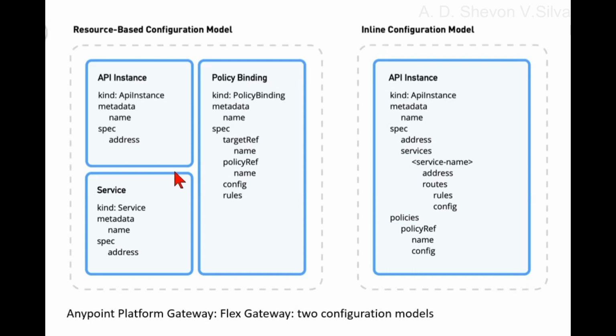Here you can see an API instance. The kind is API instance, metadata name is the API instance name. Here the spec address is the proxy address, including port and path.